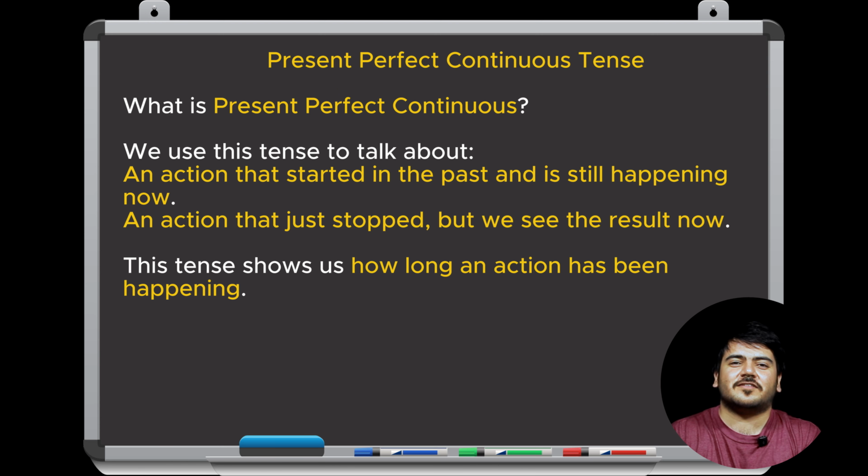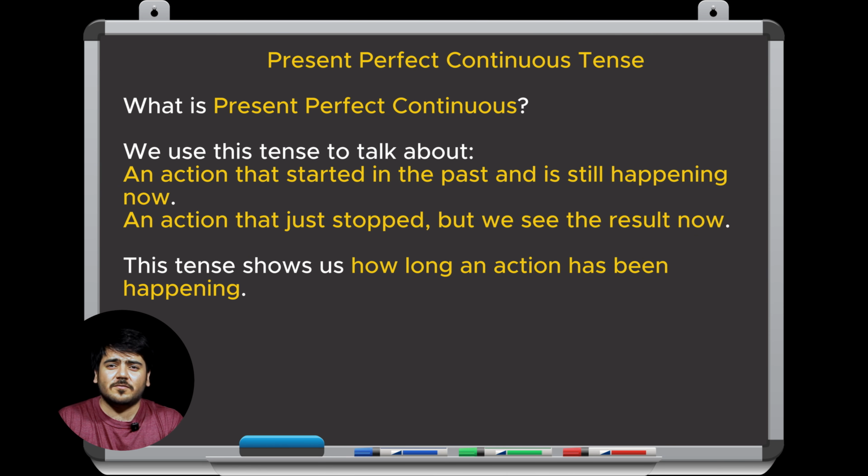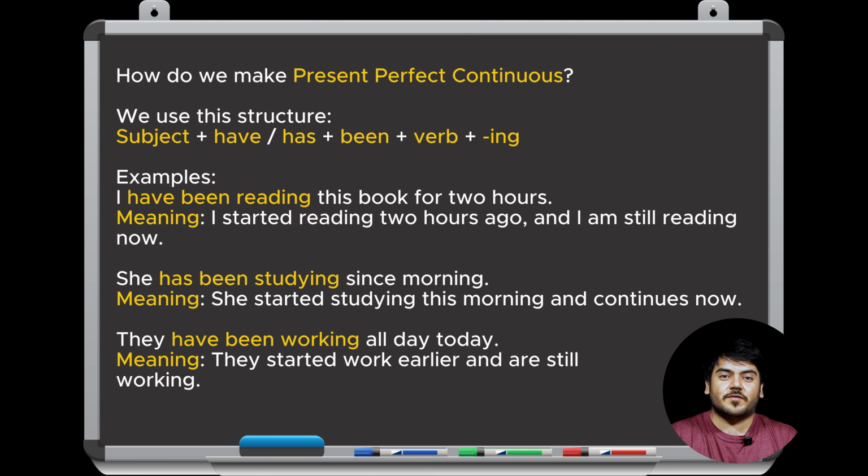Present perfect continuous tense. We use this tense to talk about an action that started in the past and is still happening now, or an action that just stopped, but we see the result now. This tense shows us how long an action has been happening. How do we make present perfect continuous? We use this structure: subject plus have or has plus been plus ing form of a verb.